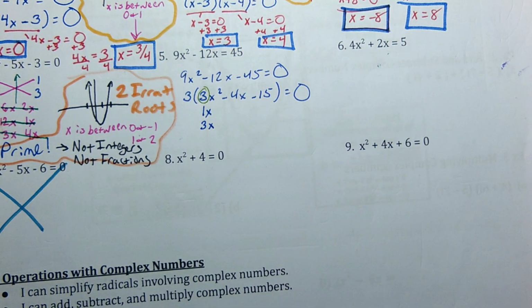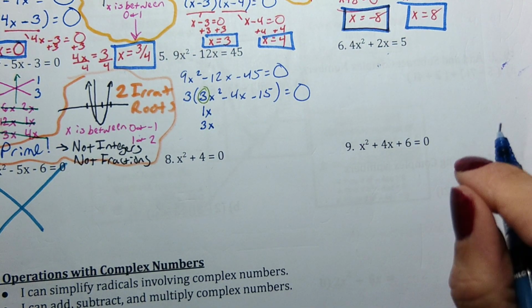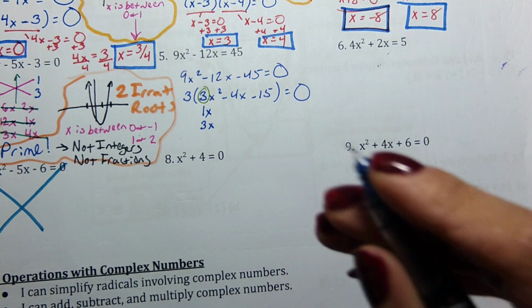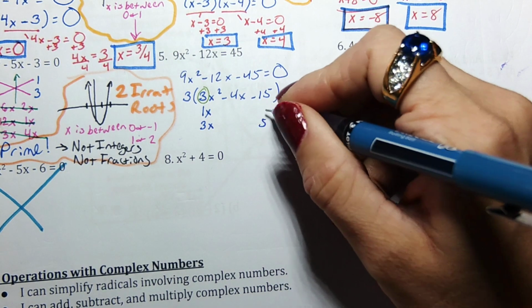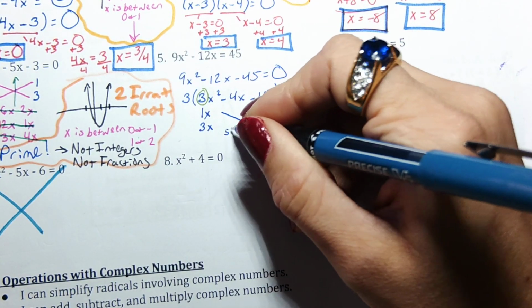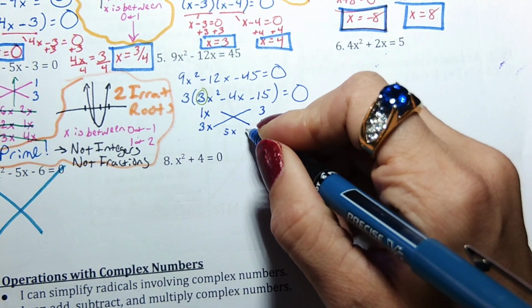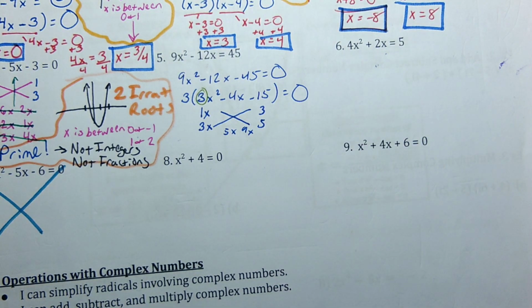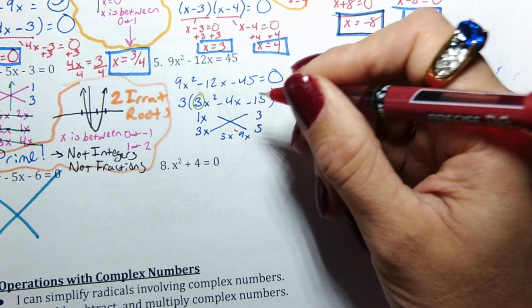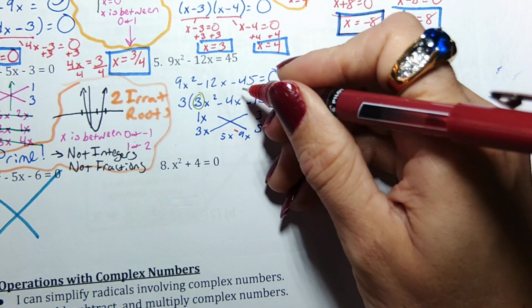Product of 15, let's see, 5 and 3. I'm going to go ahead and put the 5 on the bottom and the 3 on the top, and that's going to give me 5x and 9x. Who do I want to be negative? The 9. So negative 9x plus 5x is negative 4.